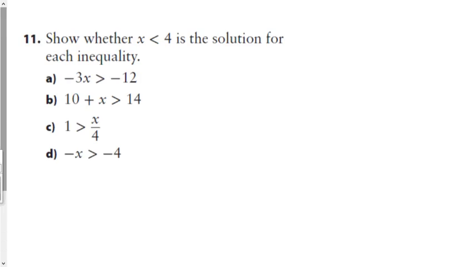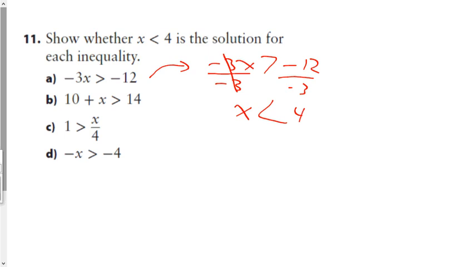Question 11, show whether x less than negative 4 is a solution for each inequality. So I can do it either way. I'm going to solve it. So in the first one, negative 3x is greater than negative 12. Divide by negative 3. Because I divided, I have to flip my sign. Is that the correct solution?